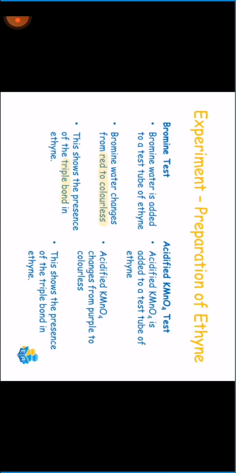Similarly, for the acidified potassium permanganate, a few drops of it are added to the test tube, it's stoppered and shaken, and the colour change that occurs is purple to colourless, which again shows the presence of the triple bond present in ethine. So the last thing to do here would be to look at possible experiment questions that would come up in an exam.